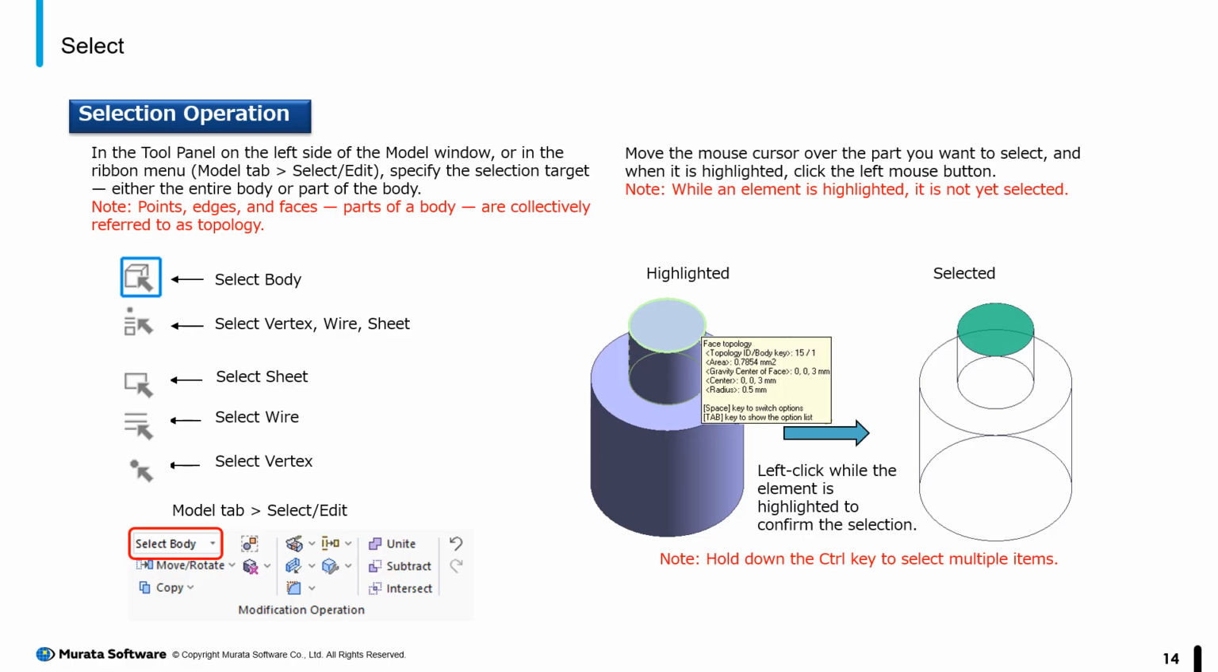When you move your mouse cursor over a face of a solid body, that face becomes highlighted in light green. The highlighted state indicates that it's a prompt for users to confirm whether they want to select that emphasized face. If you left-click while it is highlighted, that face will be selected and will turn green, while other parts remain unselected and appear white.